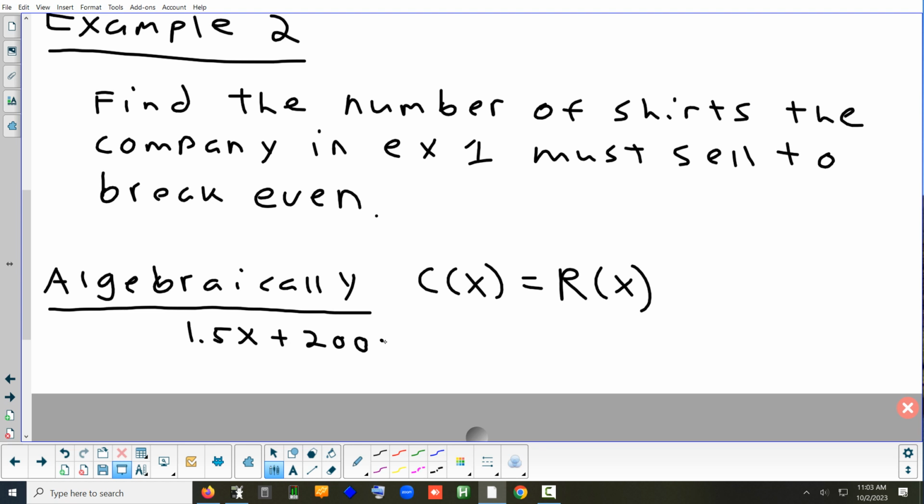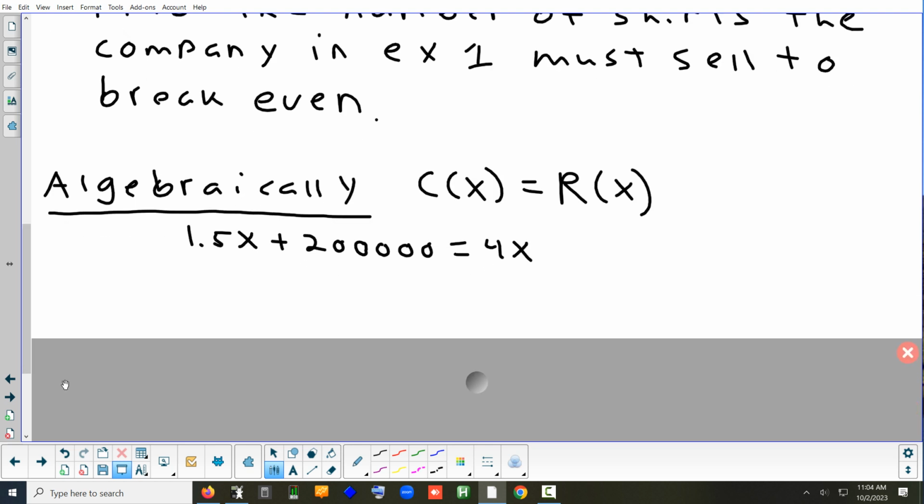And what was the revenue? What did they sell each shirt for? $4. So the revenue formula was 4x. Again, you can use x, you can use j. I'm just using x now because we're graphing it. But again, you can use j if you want. What would be your first step to solve that and get x by itself?